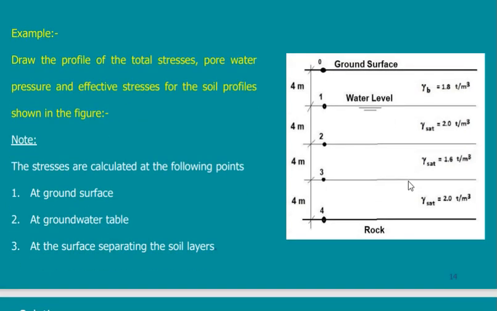Here, to understand, this is a very quick example. I have here the ground surface, the ground level, and lots of layers. The difference is always in the gamma. Here, gamma saturated, gamma saturated, gamma saturated. Here, it is called gamma bulk because it is above the water table. If I tell you, calculate for me the stresses at these points, what will be the stress here at the ground surface?